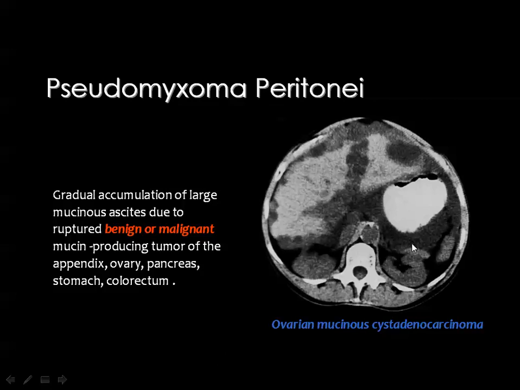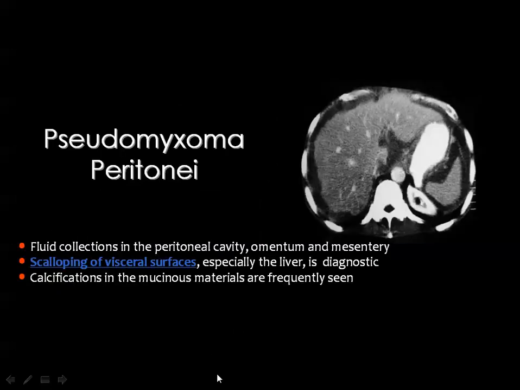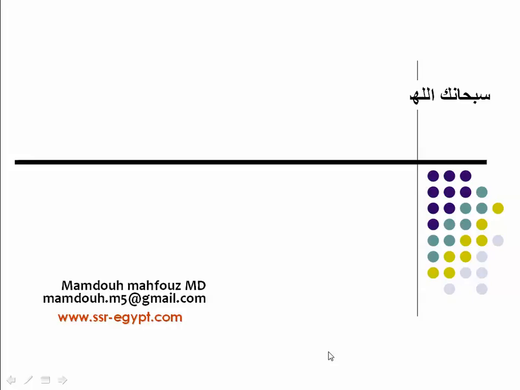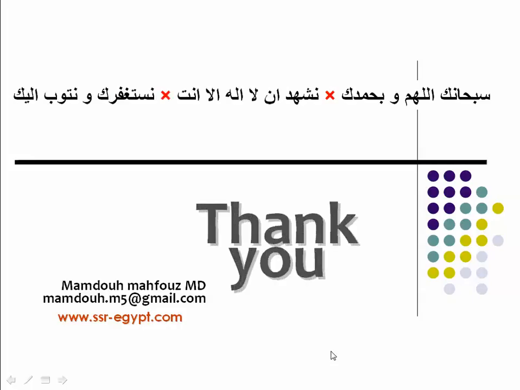In order to differentiate this from simple ascites, the best diagnostic clue is scalloping of the surface of the liver and the spleen. If you look at the CT scan and you see some fluid in the peritoneal cavity, and you see that the surface of the liver and maybe also the spleen is scalloped with multiple indentations, the diagnosis is pseudomyxoma peritonei, and you should look for the possible cause of this particular condition.